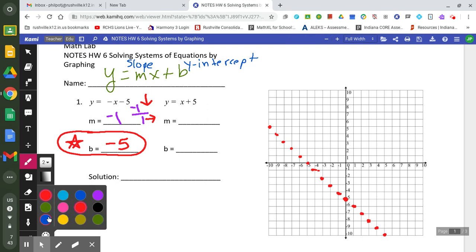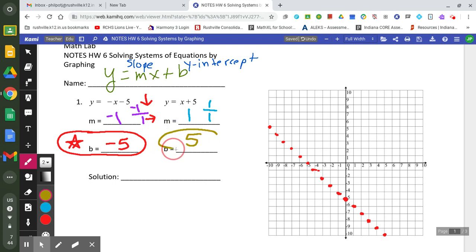And then my second equation, the slope is the number in front of the x, which is a +1, and I want that to be a fraction, so 1/1. And the y-intercept is a +5, and that's where I want to begin graphing. So I go to my +5 and put a point, and then I'm going to go up 1 to the right 1 because the slope tells me to do that. And so I'm going to continue all the way through my grid.